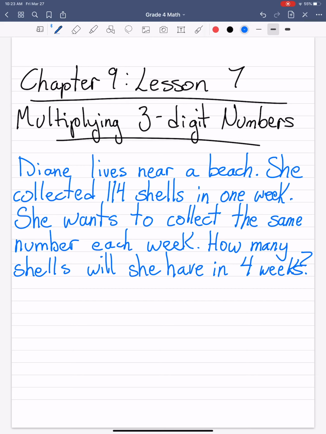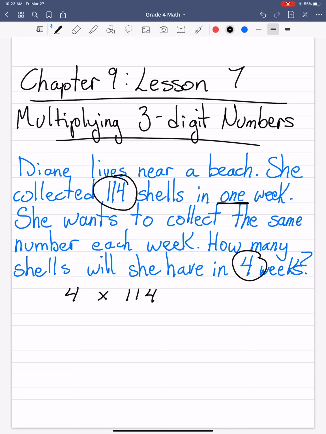Diane lives near a beach. She collected 114 shells in 1 week. She wants to collect the same number each week. How many shells will she have in 4 weeks? So let's start by writing an equation. So we have two numbers in this word problem. We have 114, that's how many shells she collected in 1 week, and this is how many weeks she wants to collect them, 4 weeks. So it's 4 groups of 114.